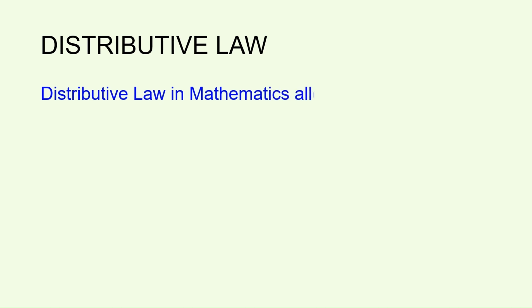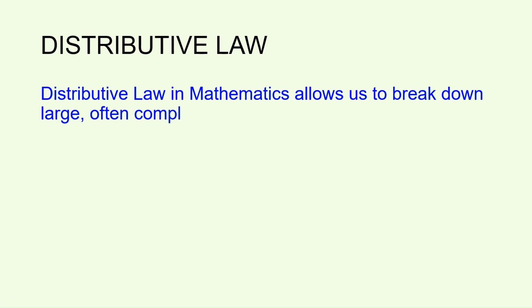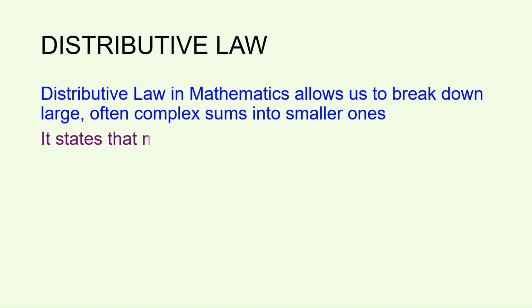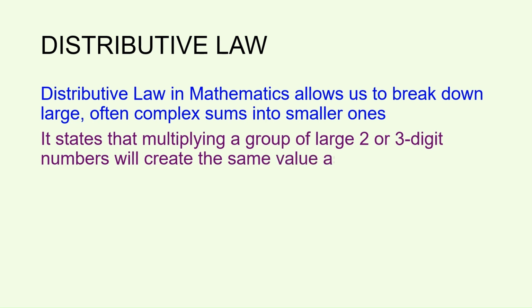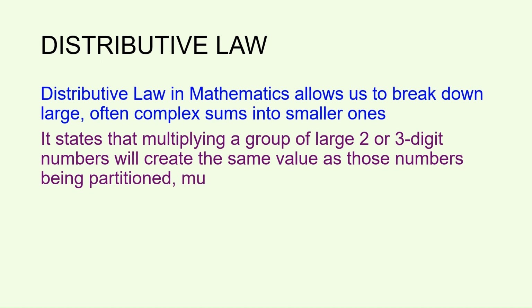Distributive law. Distributive law in mathematics allows us to break down large, often complex sums into smaller ones. It states that multiplying a group of large 2 or 3-digit numbers will create the same value as those numbers being partitioned, multiplied and added together.